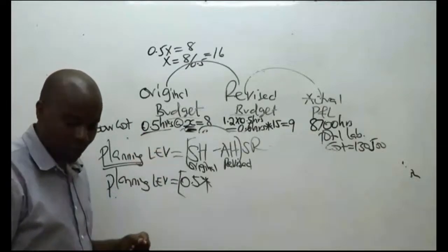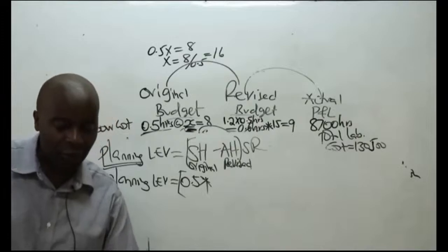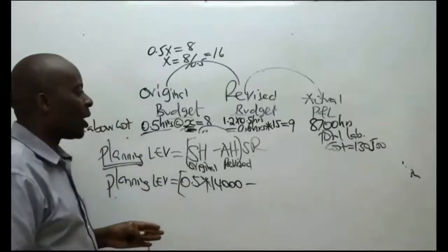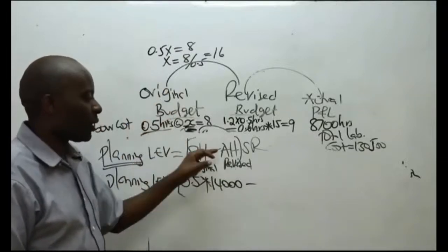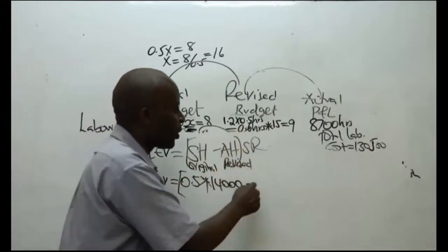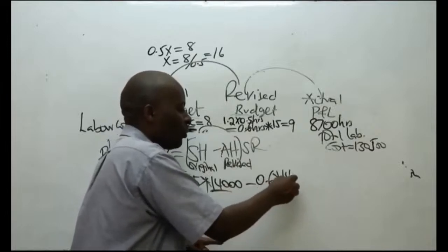If you pin that question there, I will be able to get the actual production very fast. The actual number of units that were produced. In paragraph number 3, where they are talking about the first month after revision of the standard cost, budgeted production was 15,000 units, but only 14,000 were actually produced. So this will be 0.5 times 14,000 to get the total standard hours, minus the revised. I know for sure that planning, we are working with revised hours. The revised hours, I can see there are 0.6 hours, but again, in totality, these have to be multiplied with the actual production, which is 14,000.